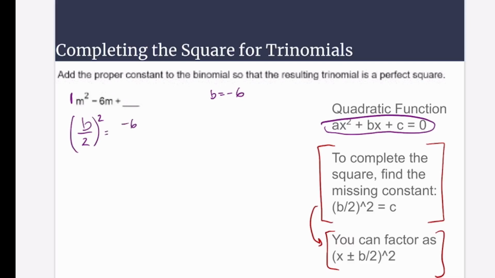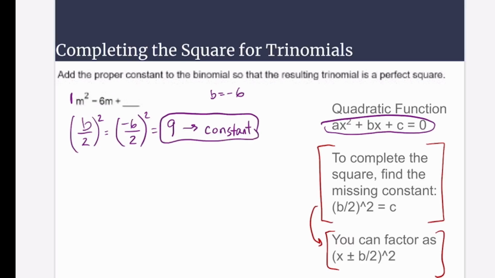Our b is negative 6. Negative 6 divided by 2 is negative 3. Squared is 9. So this right here, 9, needs to be the constant. That's the key. And that's it. The directions say add the proper constant, so you add 9 and you're done. I'm going to explain to you why this works.